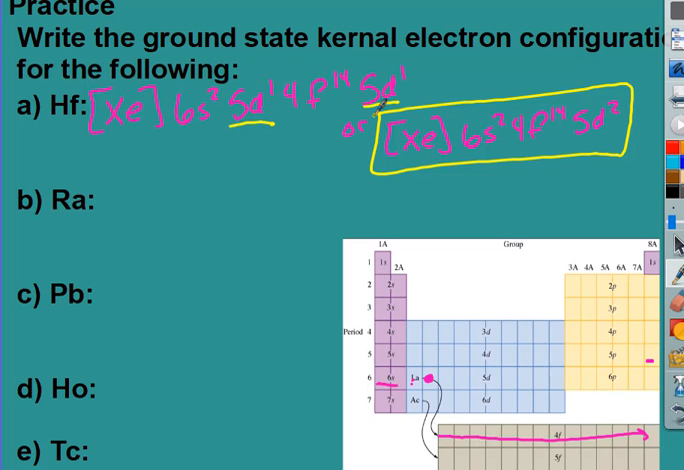One more together. So radium is here. So I find the noble gas that comes before radium, which is right here, or Rn. And then I start reading. All I need to go to is right here, so 7s2.